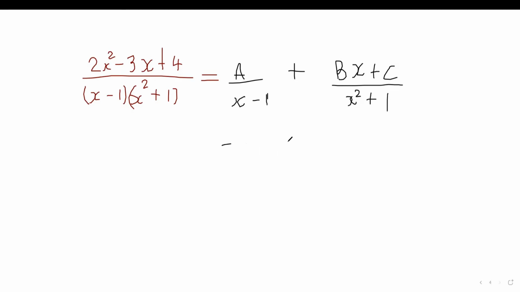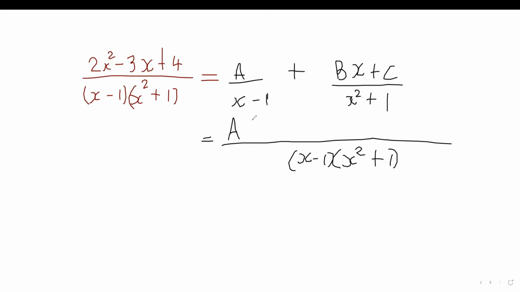So now, of course, we just do our LCM, and the LCM is going to be x minus 1 times x squared plus 1. So what this works out to be now is A times, in brackets, x squared plus 1, and then we'll go plus Bx plus C times x minus 1. And that's equal to all of this over there. So now what we can do is, of course, equate numerators.